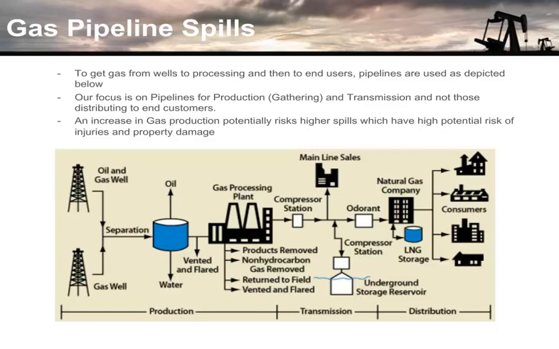The last potential issue that we looked into was gas pipeline spills. Gas pipelines are used throughout the production and distribution process, as you can see below in the flowchart. We focused particularly on the production, gathering and transmission stage rather than the distribution to end customers. Quickly demonstrate the dashboard we produced for this.